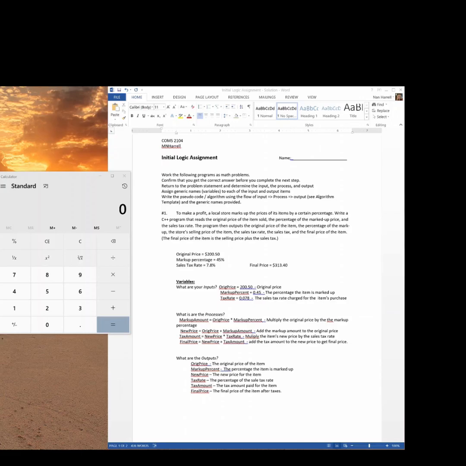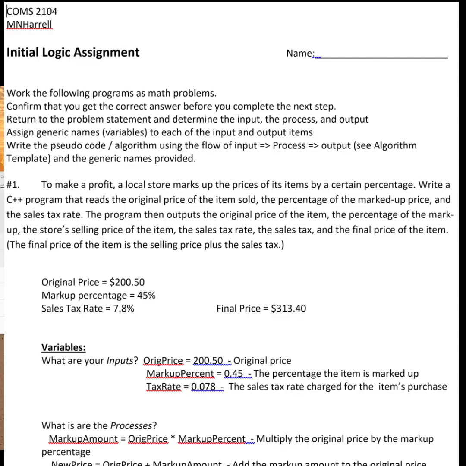This video will go over the initial logic assignment so you can review your logical thinking. Most programming problems are similar to math problems, so you need to be sure to think carefully and slowly as you work out your algorithm to ensure your logic is good. Let's read our first problem.